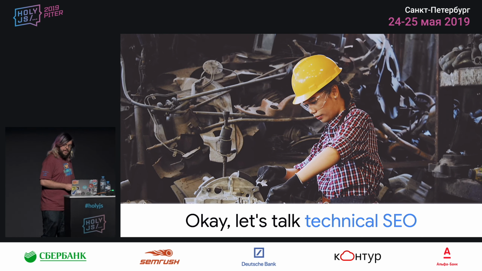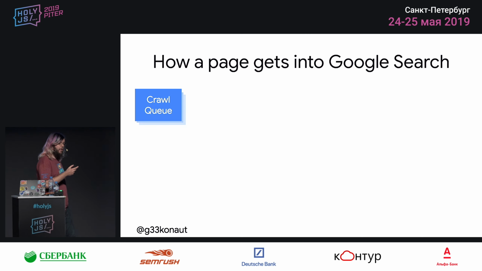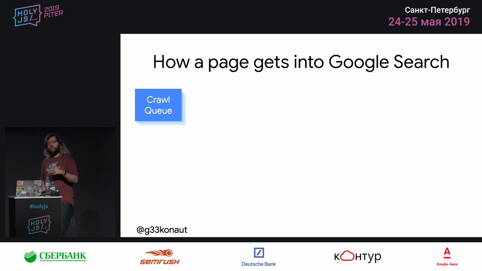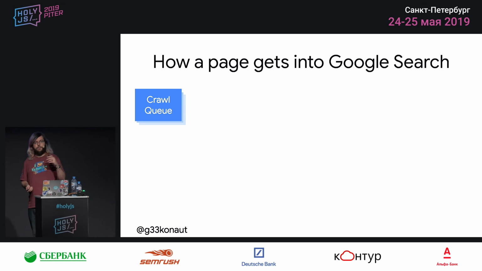And to do that, we could start with figuring out how a page actually gets into a search engine. As I said, I can't speak for all search engines, but I know how Google search works. So we'll look at how Google search does it. We use this thing called a Googlebot, and it starts with a list of URLs. We call that the crawl queue.